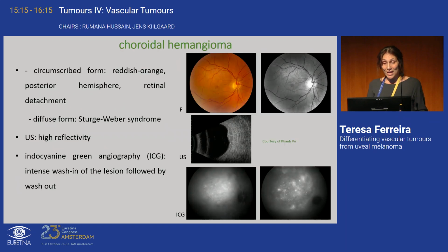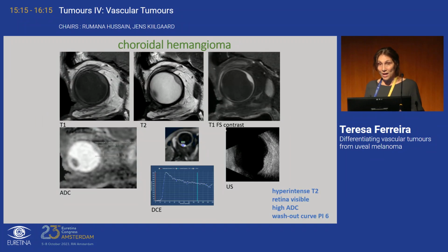Choroidal hemangioma: we have two different forms. One is the circumscribed form, and we also have the diffuse form in the context of Sturge-Weber syndrome. They are reddish-orange, more frequent in the posterior hemisphere, and they can have retinal detachment. On ultrasound, they are hyperechogenic, and in the indocyanine green angiography, we see that there is intense washing of contrast, and then there is also washout. On MRI, how do they look?